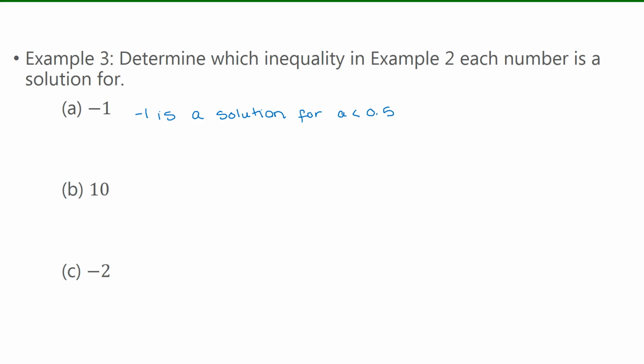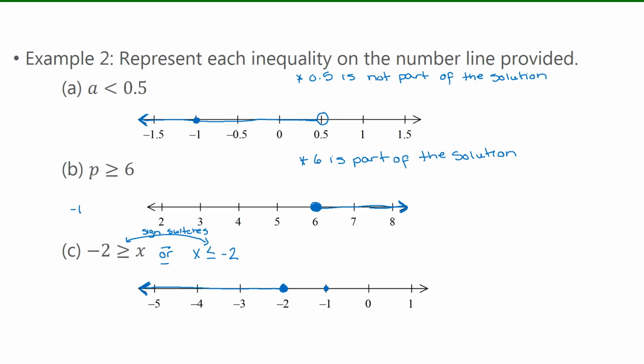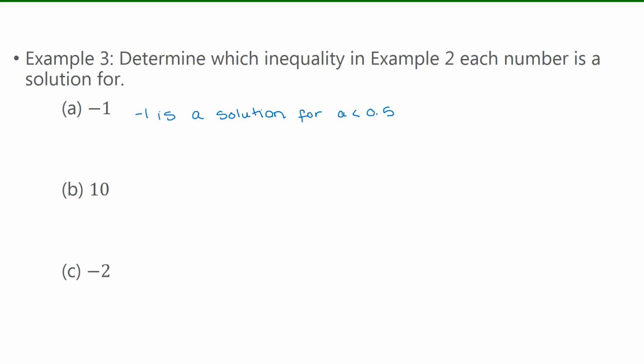Now in B, we have 10. So 10 would be up here somewhere on the number line, and that is not part of the solution for A. In B, 10 would be here, which if we extended the number line, you would see that that would be part of the solution. And in C, 10 is up here somewhere, which again is not part of the solution. So we'll say that 10 is part of the solution for p is greater than or equal to 6.